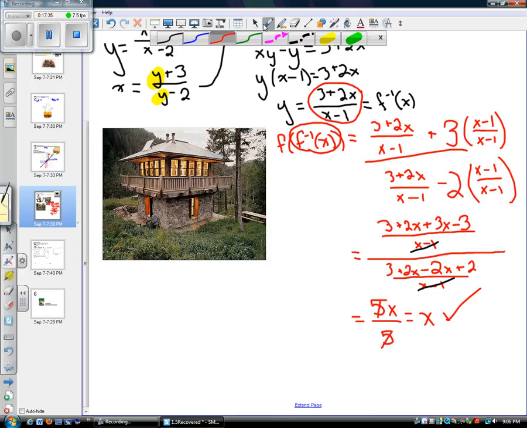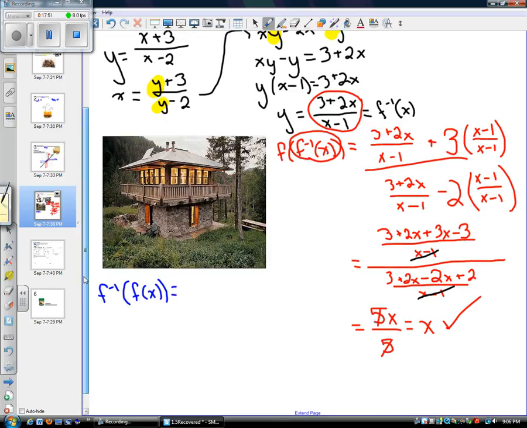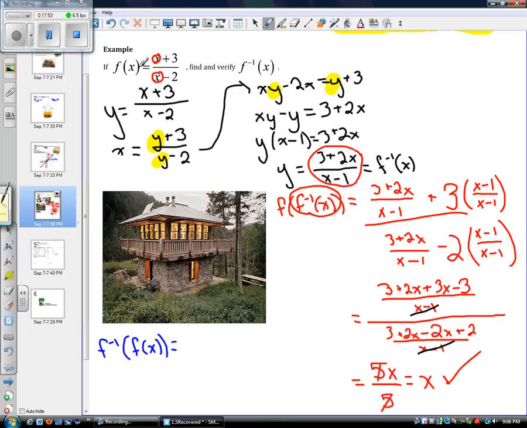Let's do blue for that one. So I get f inverse of f of x this time. Now I'm taking all of f of x and plugging that in for x in my f inverse function. So here's my f of x. I'm plugging this whole thing in everywhere I see x down here.